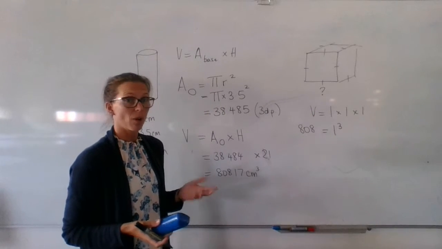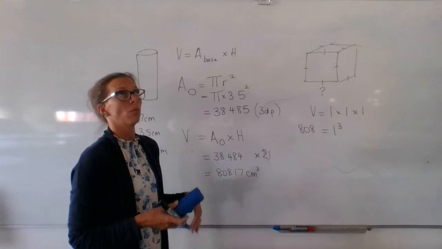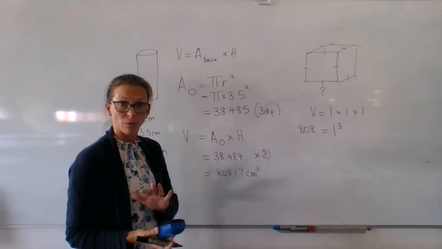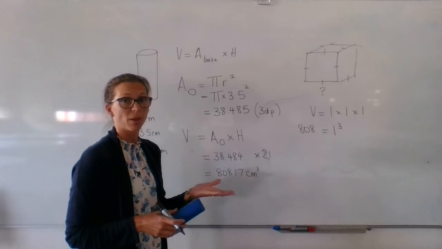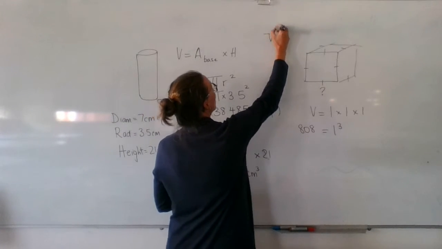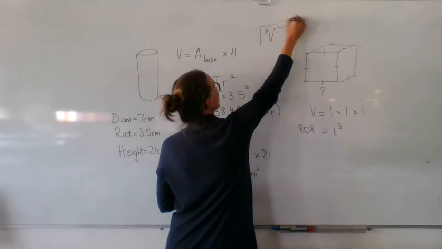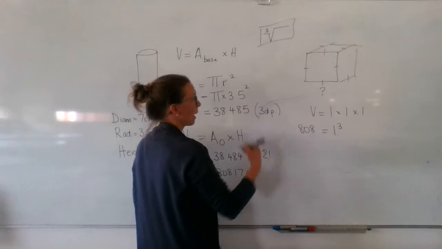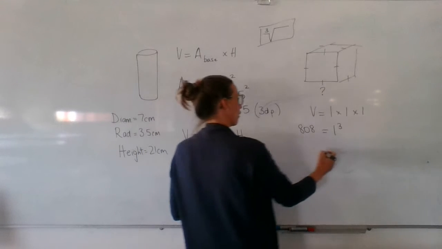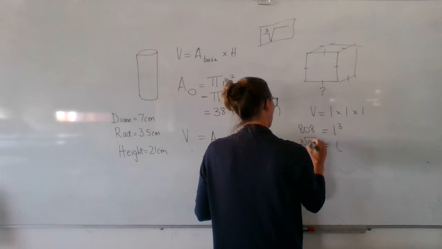What I have to do is find the opposite of cubing something. You know, the opposite of squaring is square rooting. The opposite of cubing something is cube rooting. So what you're looking for in your calculator is a little button that looks like a square root sign with a 3. So if we take the cube root of both sides, we get L is equal to the cube root of 808.